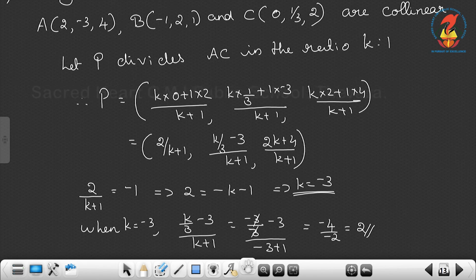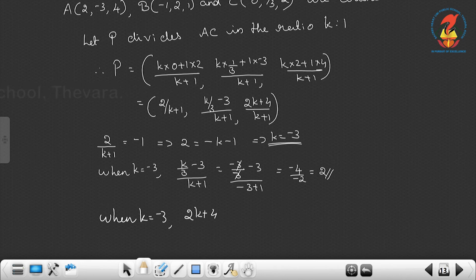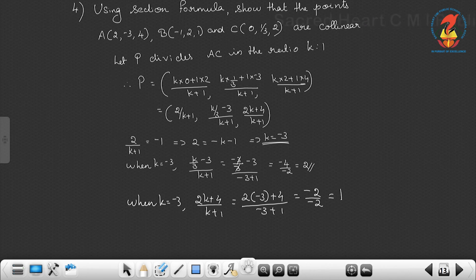Yes. Now you have to substitute k equal to minus 3 in the third coordinate. So when k is equal to minus 3, (2k plus 4) by (k plus 1) is equal to (2 into minus 3 plus 4) by (minus 3 plus 1). That is minus 2 by minus 2, that is equal to 1. Is 1 the third coordinate?